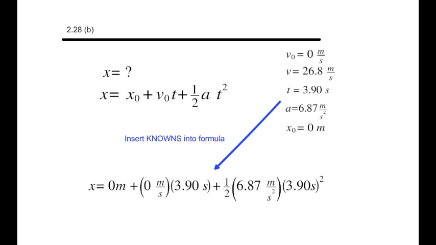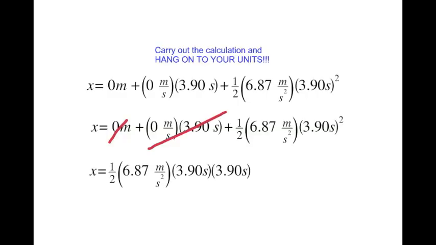So now all that's left is that I'm going to insert the known quantities into the equation. Where x0 is, I put 0 meters. Where v0 is, I put 0 meters per second times time, which is 3.90 seconds. And then 1/2, 6.87 meters per second squared times 3.90 seconds squared. So I'm going to carry out the calculation, and it's important that when you do this that you keep your units alongside your number, okay? We don't want to drop them because they're important at the end.